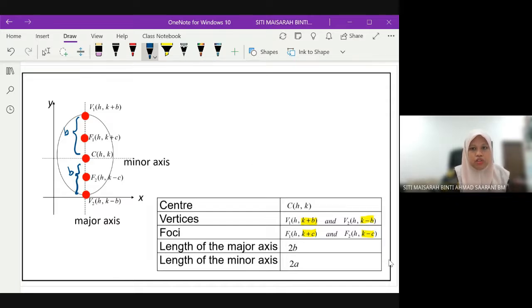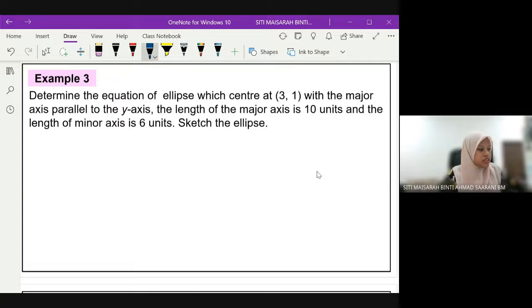Okay. So kita tengok example 3. Determine the equation of ellipse. Dia nak equation of ellipse which center at (3, 1). So jadi sini center h dia 3, k dia 1. Tulis macam tu. So center dia still sama lah walaupun shape dia tak sama. Center dia still h sama dengan 3, k sama dengan 1, with major axis parallel to y-axis. So dah tahu. Dia bagi tahu kat sini major axis parallel to y-axis. Bermaksud this is b more than a. b lebih besar daripada a.